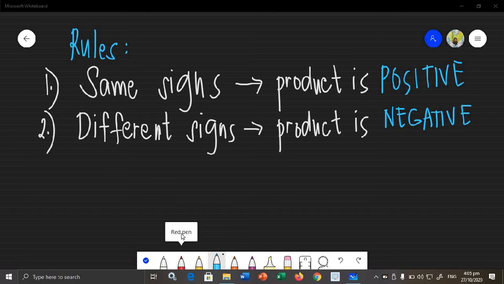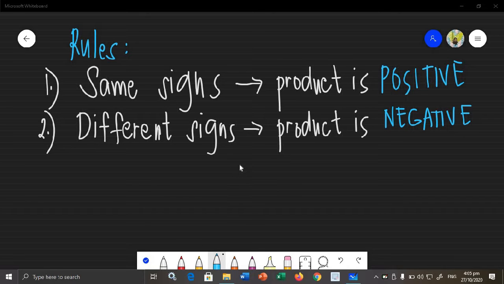So that's number 1. When the given have the same signs, then the product is positive. As we all know, the answer in multiplication is called a product. So the product is positive. No other questions. It's positive whenever the signs of the given are the same.